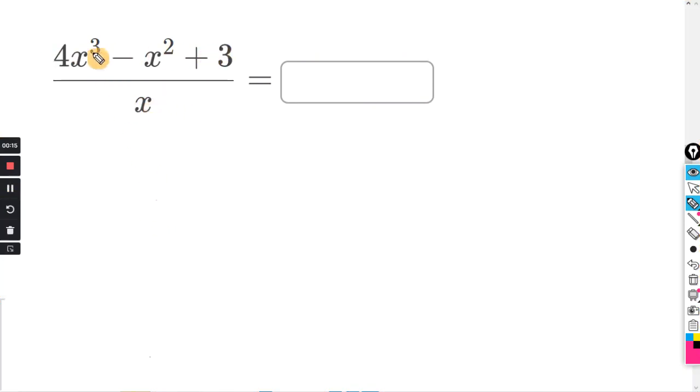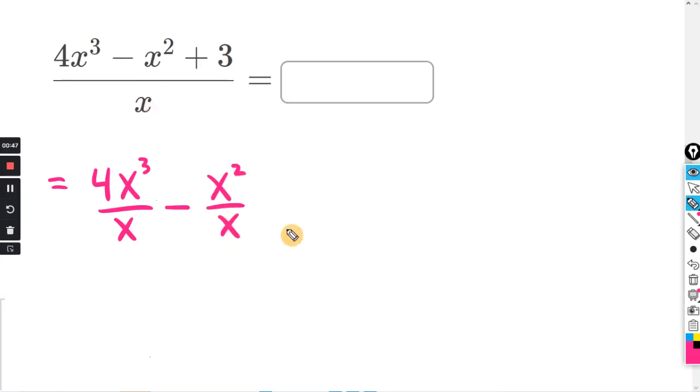So you want to remember when you add or subtract in the numerator, and that's over a common denominator, each of those terms are over the common denominator. So this right here is the equivalent of 4x to the third divided by x, minus x squared divided by x, plus 3 divided by x. So notice each term that was in the numerator is divided by x.